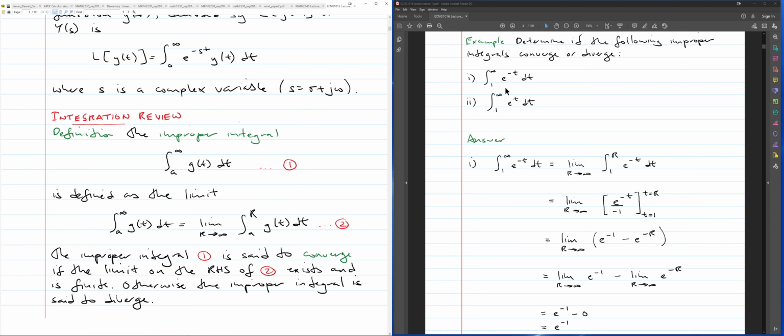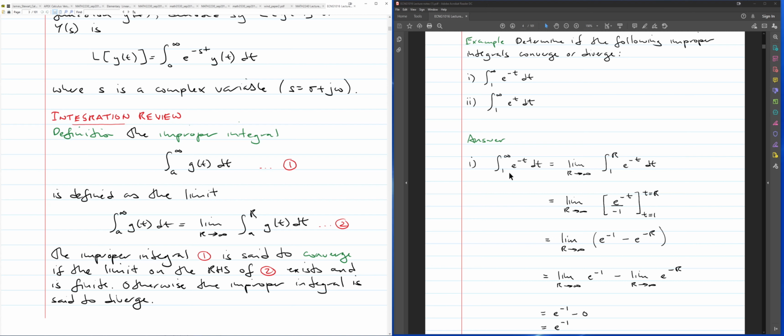I want to work out this improper integral. According to my definition of how you work out an improper integral, you work it out as a limit. I want to work out the integral of e to the minus t dt between 1 and infinity. So you replace the infinity by r, and then I have this integral here. Once I work out this integral, I need to take the limit of it as r goes to infinity. So I'm using my definition to work out my improper integral.